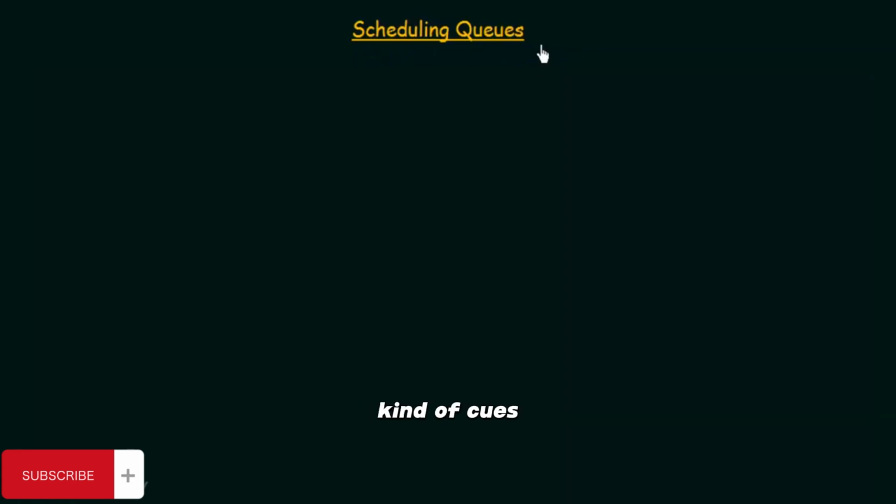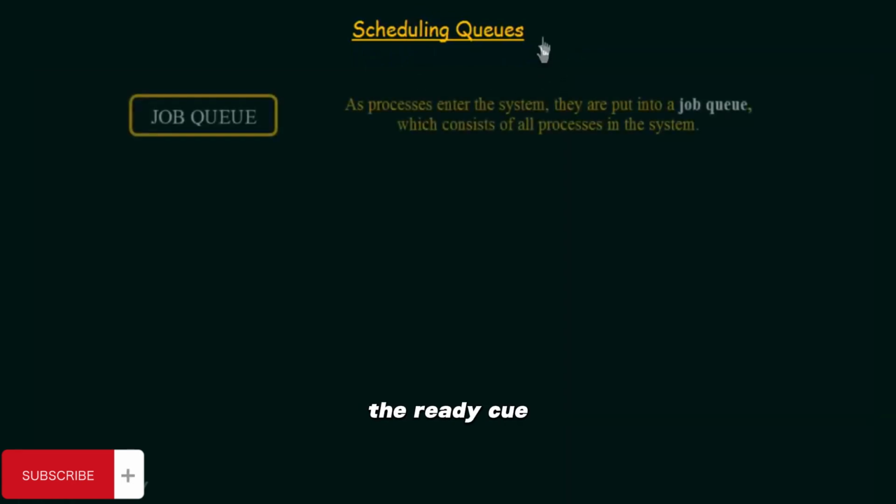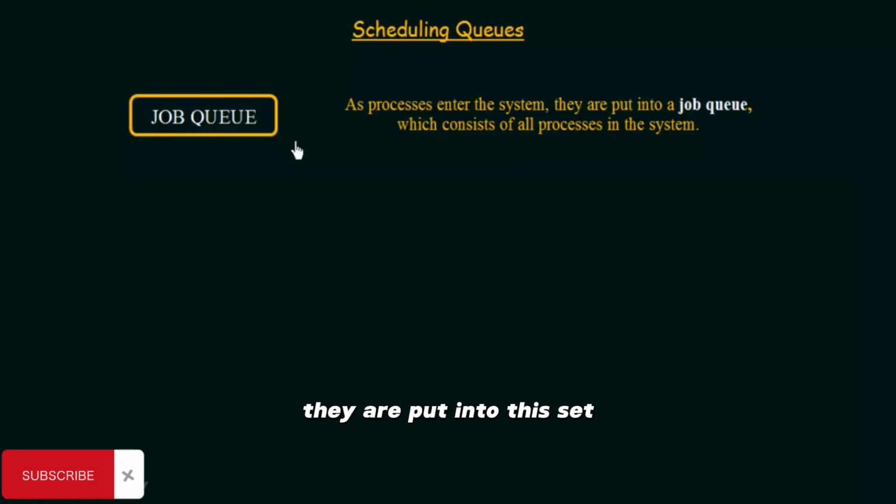So basically, there are two kinds of queues, which are the job queue and the ready queue. So first we have the job queue. So what is this job queue? As a process enters the system, it is put into a job queue, which consists of all processes in the system. They may not be executing at this time, but this is the ordered set of all processes that we have in the system. They will be waiting in the job queue in order to go to the ready state.